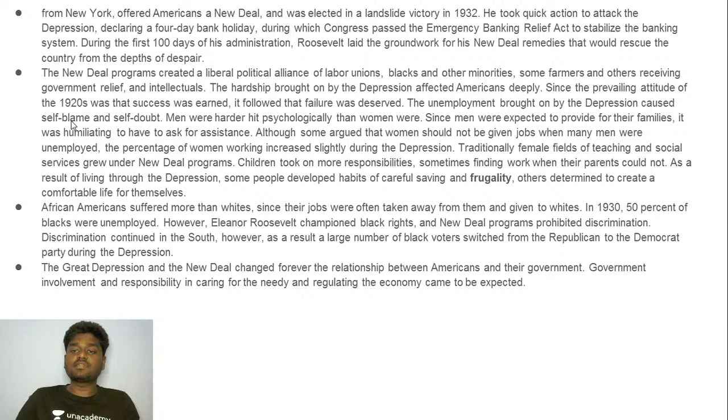So this is not a lengthy passage. Here we are talking about the New Deal plan, which was established by Roosevelt, and how Americans fared during the early 1920s and 30s, right?